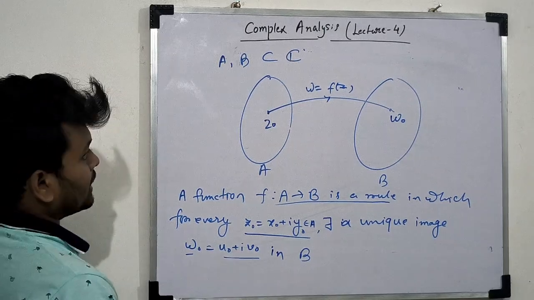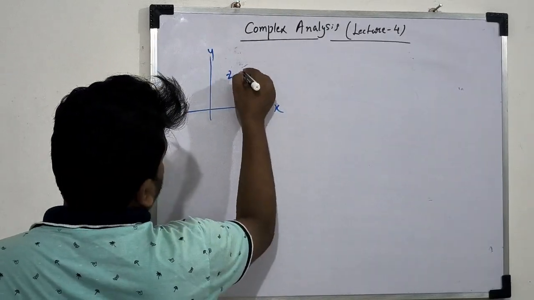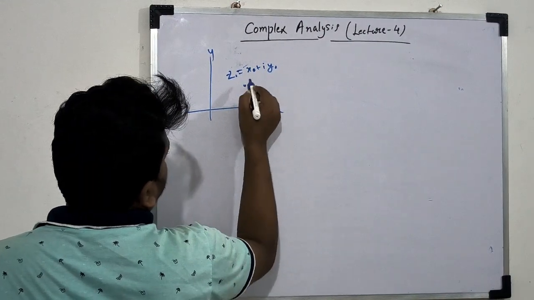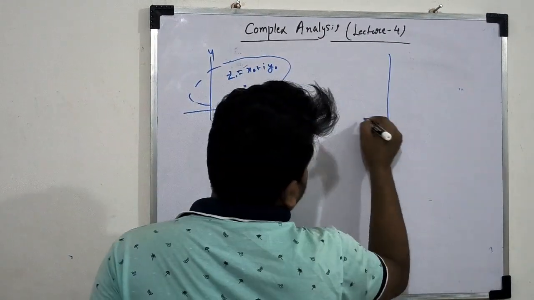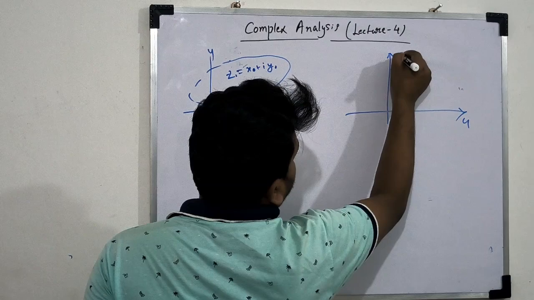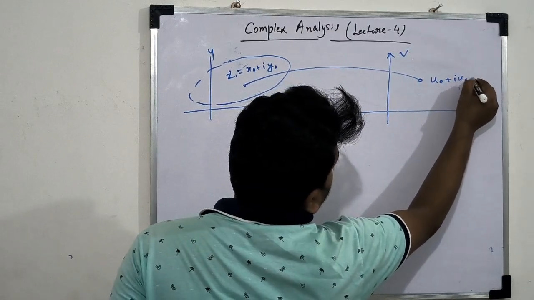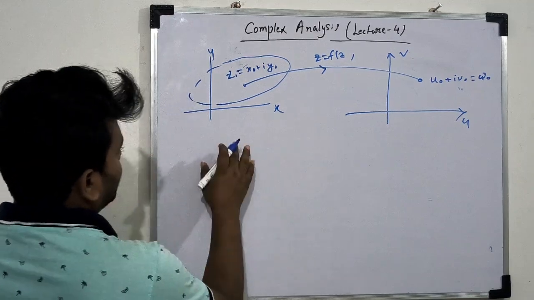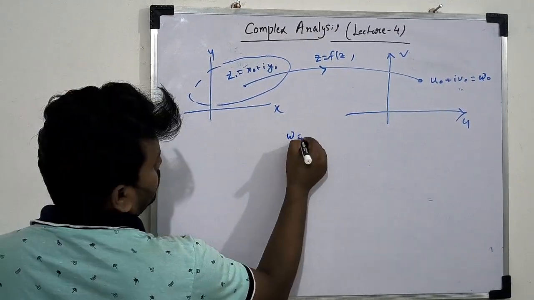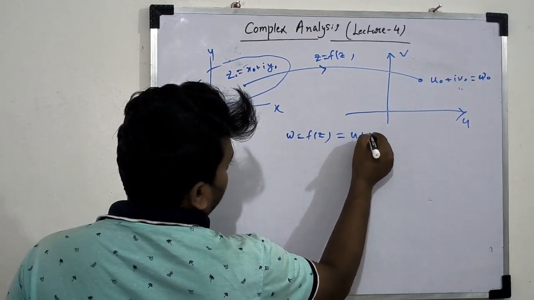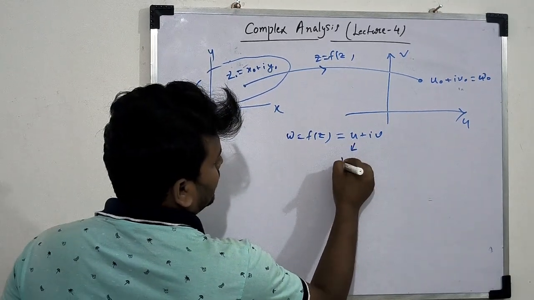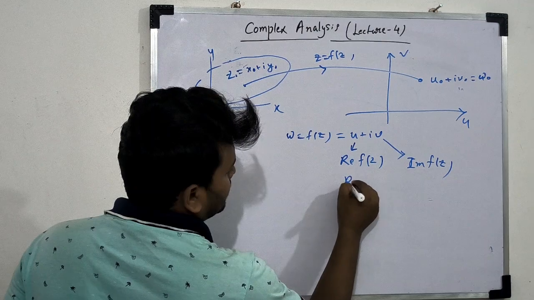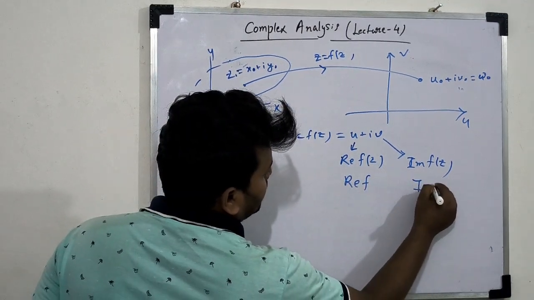So this is a function. So here this is the xy plane. So this will be x0 plus i y0. If this is a point (x0, y0) in this region, then it is connected in this uv plane with u0 plus i v0, that is w0, by f of z. This is the graphical representation of the function w equal to f of z equal to u plus i v. So here u is the real part of f(z) and v is the imaginary part of f(z). So it can be written as real f and this is imaginary f.